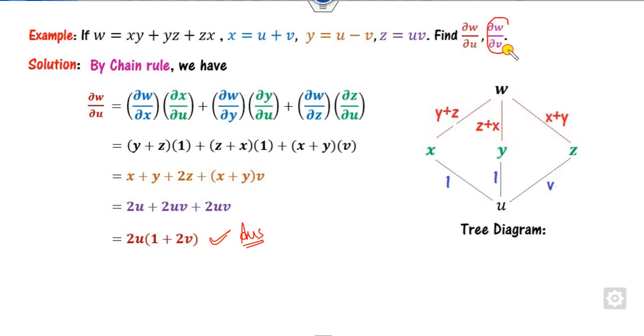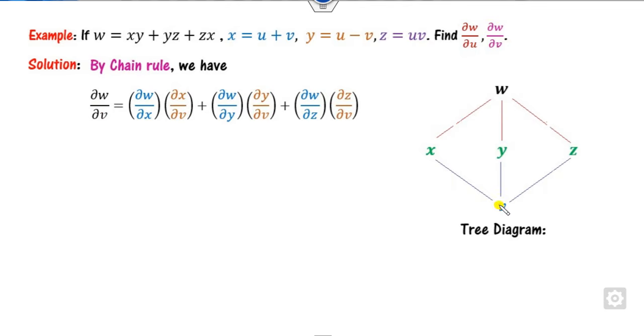Similarly, you can draw the chain diagram with respect to v. Again, what is the partial derivative of w with respect to x? That is nothing but y plus z. This is x plus z. This is x plus y. Find the partial derivative of x with respect to v. So x with respect to v is 1. Y with respect to v is minus 1. This is u.